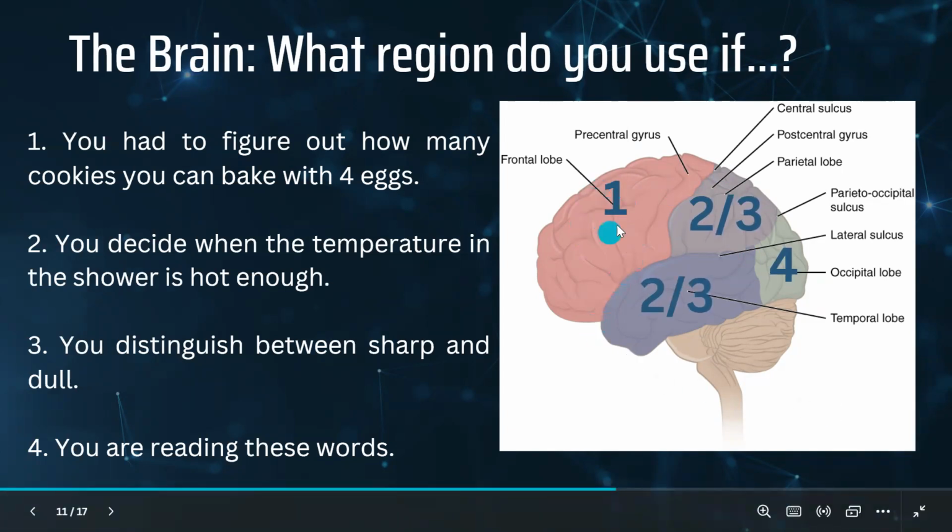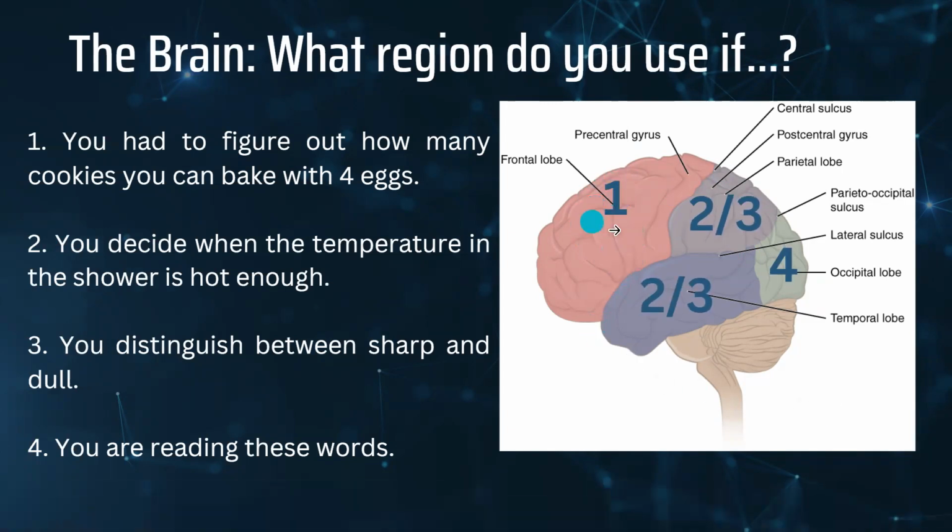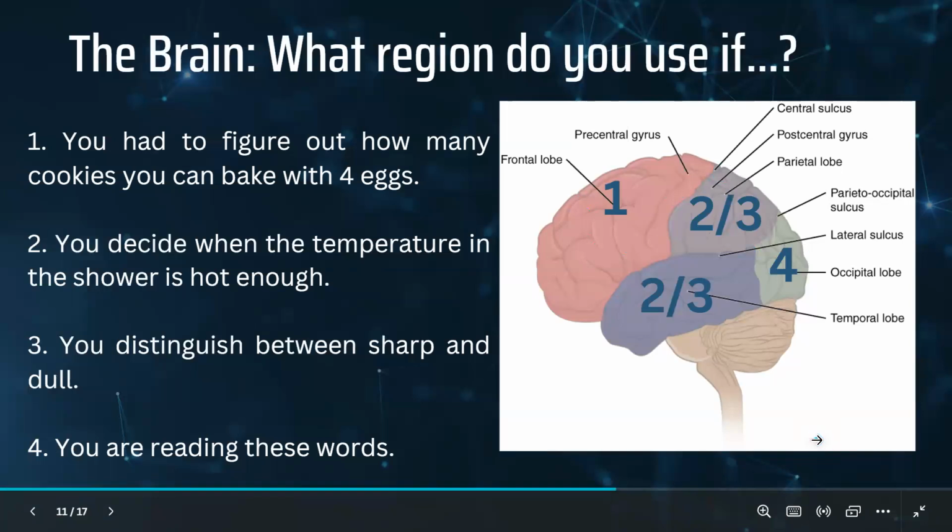So number one, it's decision making and planning. So that's going to be frontal lobe. Two and three both involve sensation. So we gave credit to both our parietal lobe and temporal lobe. Our parietal lobe is going to be the main driver of that, but our temporal lobe is going to help out. And then reading, in terms of actual vision, occipital lobe is going to do that. If you wanted to talk about understanding of reading, you could give some credit to the temporal lobe again.